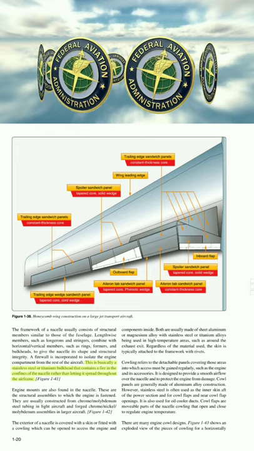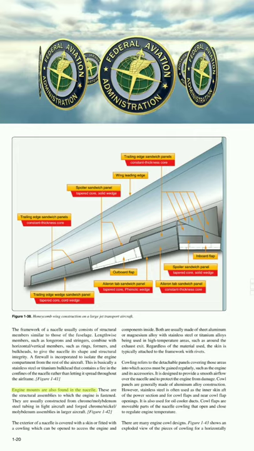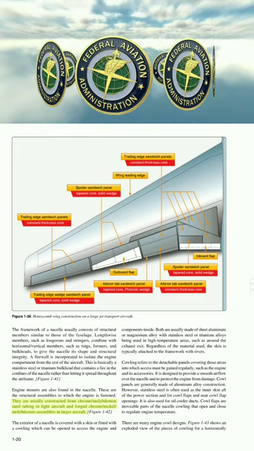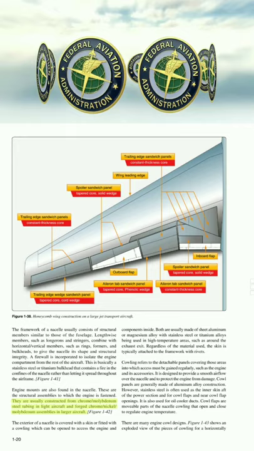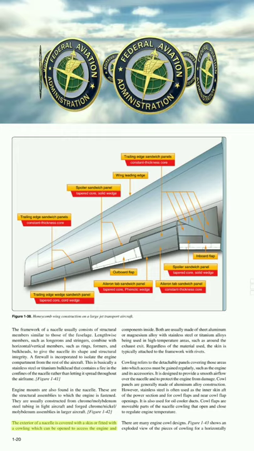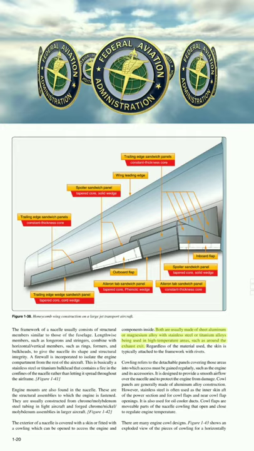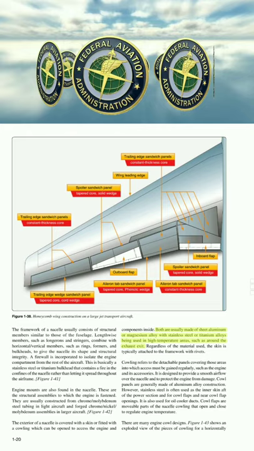Figure 141. Engine mounts are also found in the nacelle. These are the structural assemblies to which the engine is fastened. They are usually constructed from chrome/molybdenum steel tubing in light aircraft, and forged chrome/nickel/molybdenum assemblies in larger aircraft. Figure 142. The exterior of a nacelle is covered with a skin or fitted with a cowling which can be opened to access the engine and components inside. Both are usually made of sheet aluminum or magnesium alloy, with stainless steel or titanium alloys being used in high temperature areas, such as around the exhaust exit.